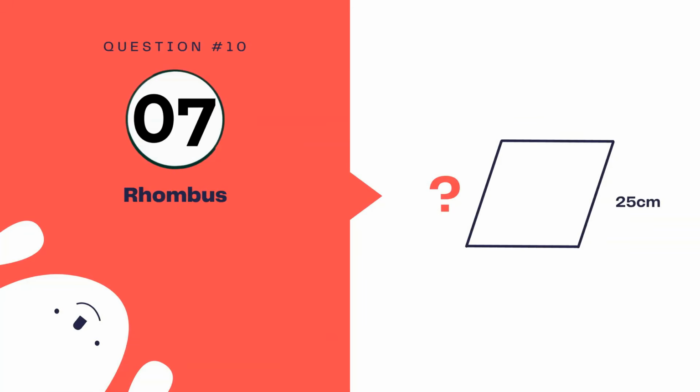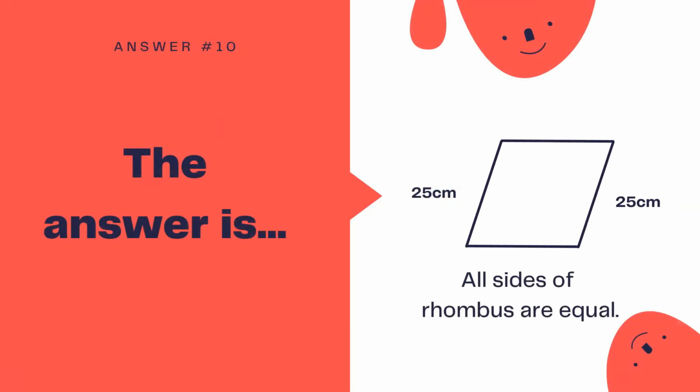What is the missing side length? 7, 6, 5, 4, 3, 2, 1. The answer is 25 centimeters. All sides of a rhombus are equal.